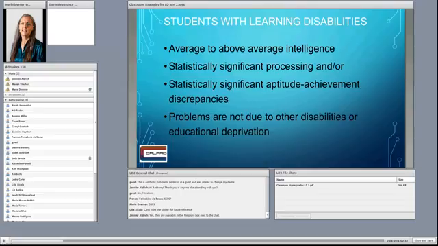Students with learning disabilities, since this workshop is called Classroom Strategies for Learning Disabilities, are average to above average people as far as their intelligence goes, with a statistically significant processing deficit, so there's something in their brain that makes it difficult. I usually tell them that there's one part of their brain that's just not working up to standard, where other parts of their brain are humming along nicely, and so one minute they seem like a normal, ordinary, everyday person, and then the glitch shows up.